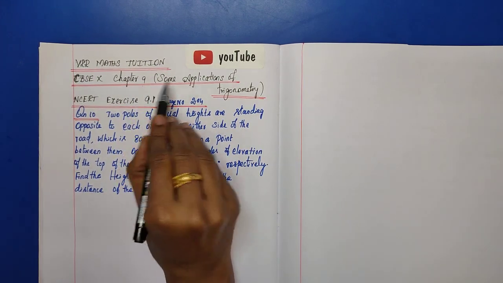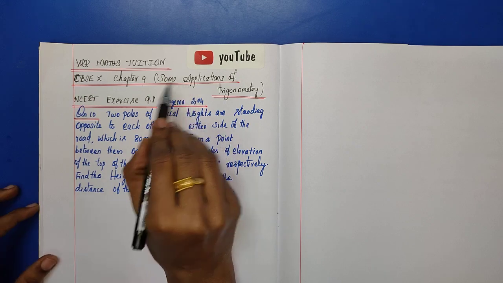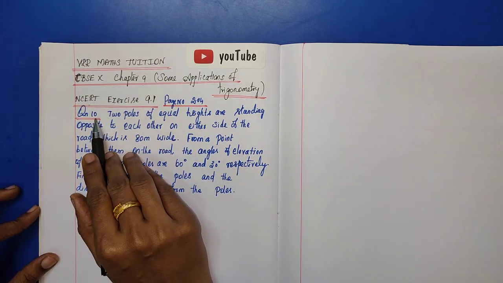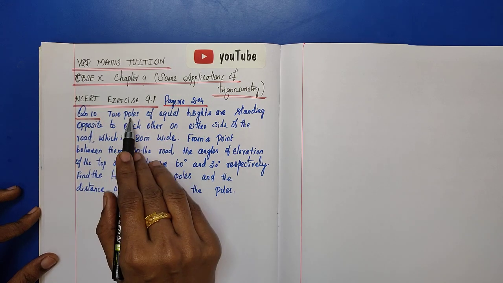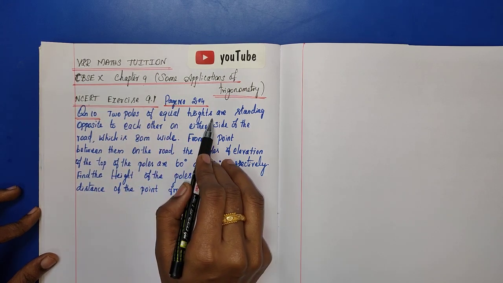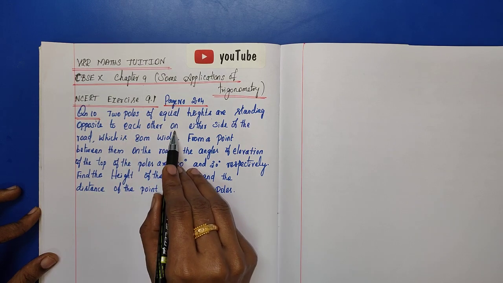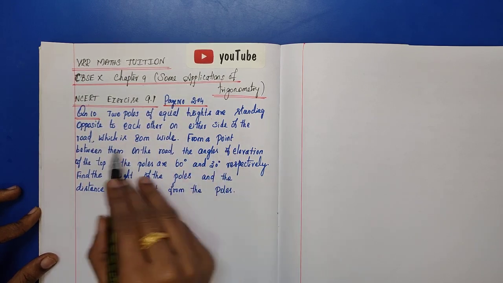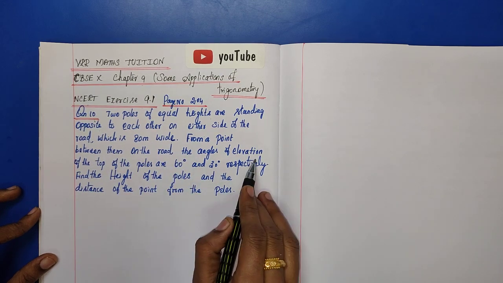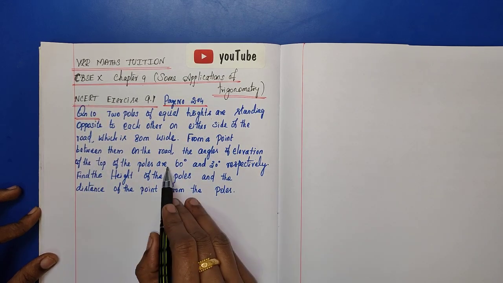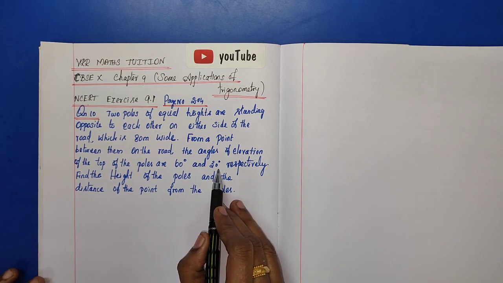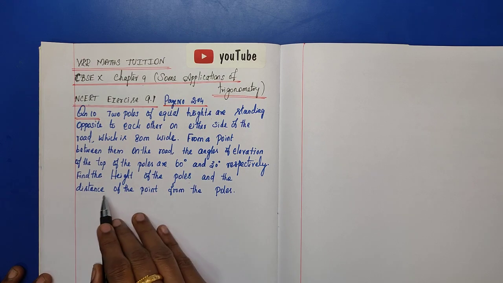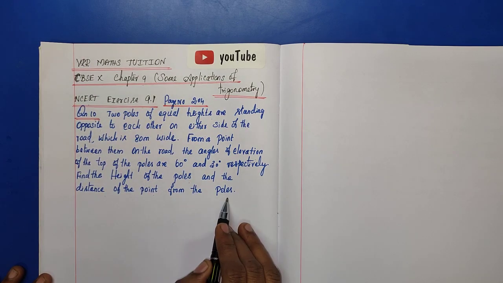Chapter 9, Some Applications of Trigonometry, NCERT Exercise 9.1, Question number 10. Two poles of equal heights are standing opposite to each other on either side of the road, which is 80 meter wide. From a point between them on the road, the angles of elevation of the top of the poles are 60 degree and 30 degree respectively. Find the height of the poles and distance of the point from the poles.